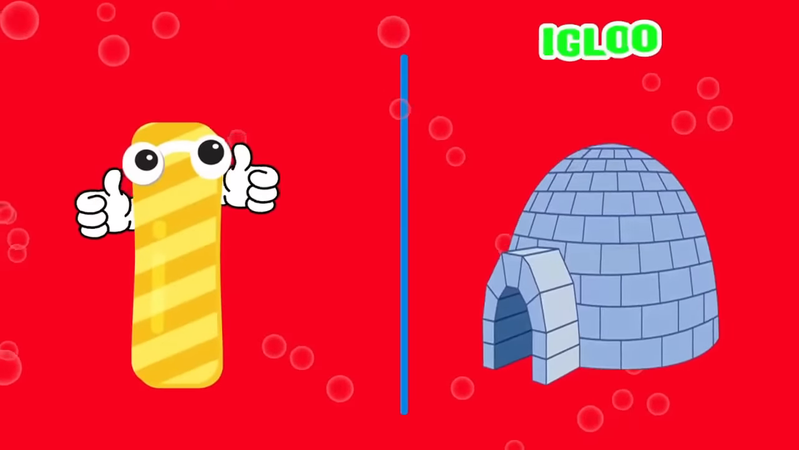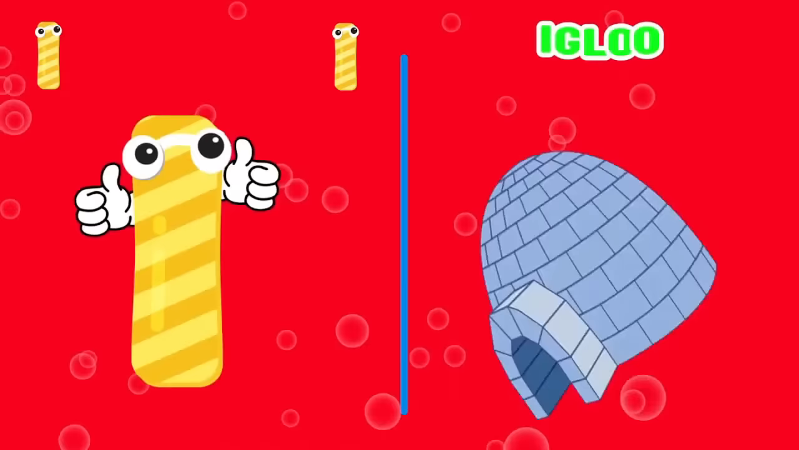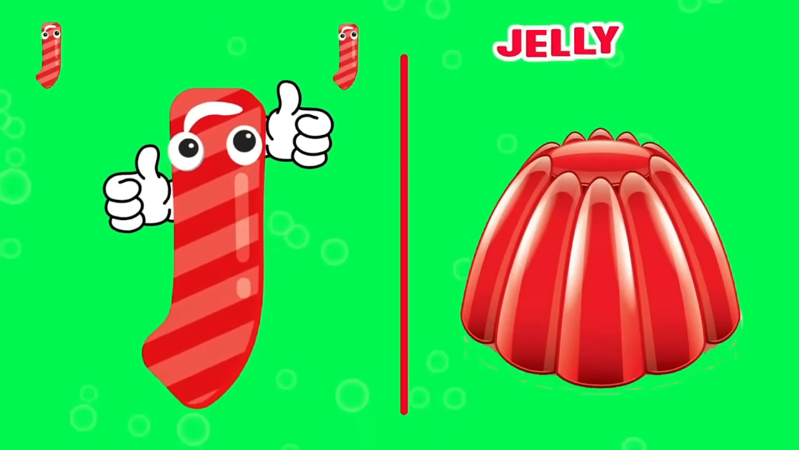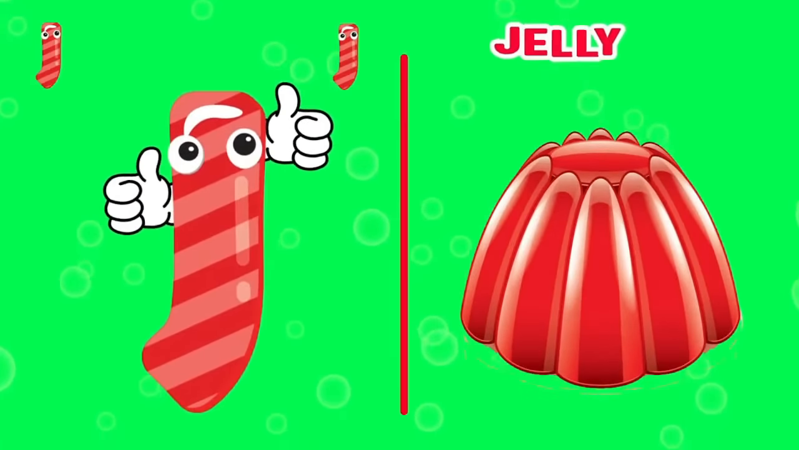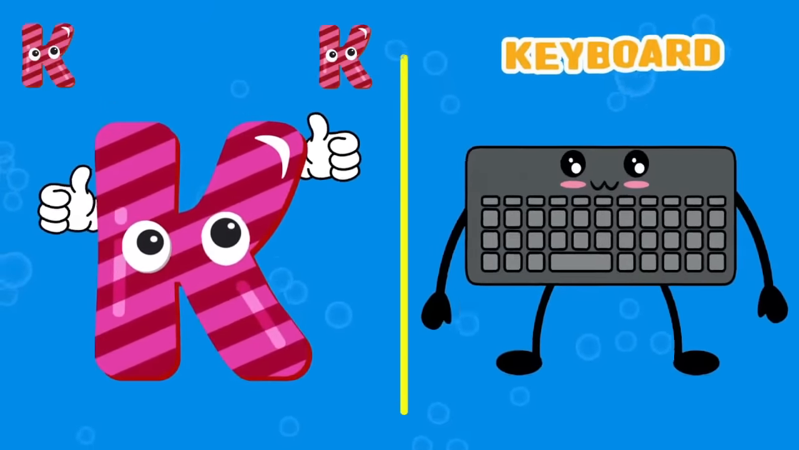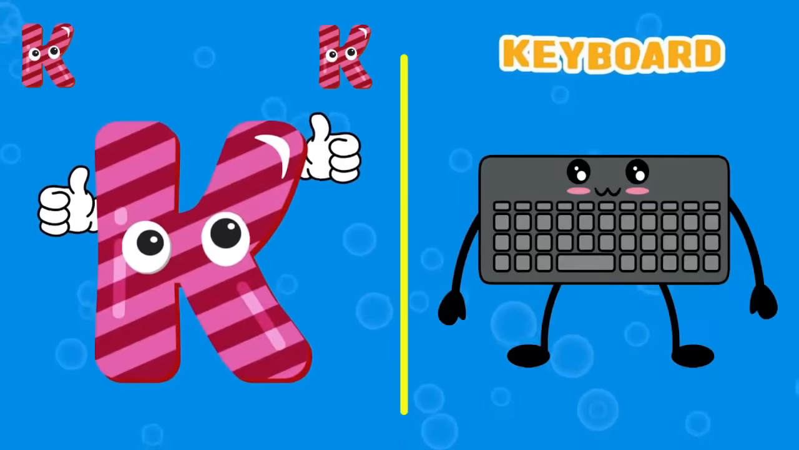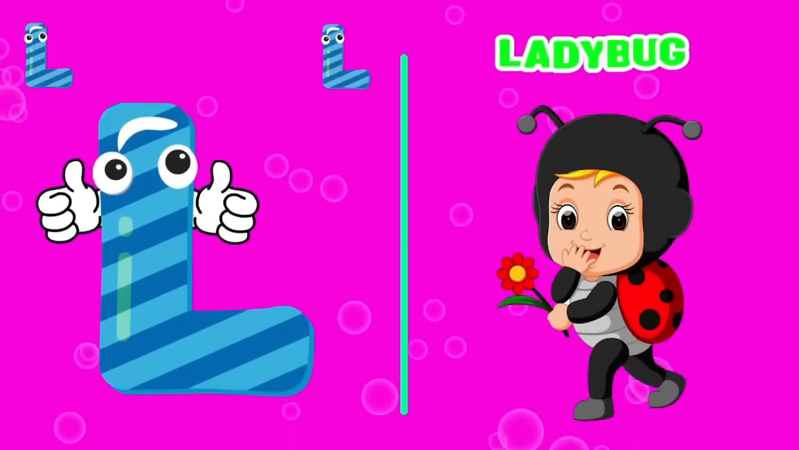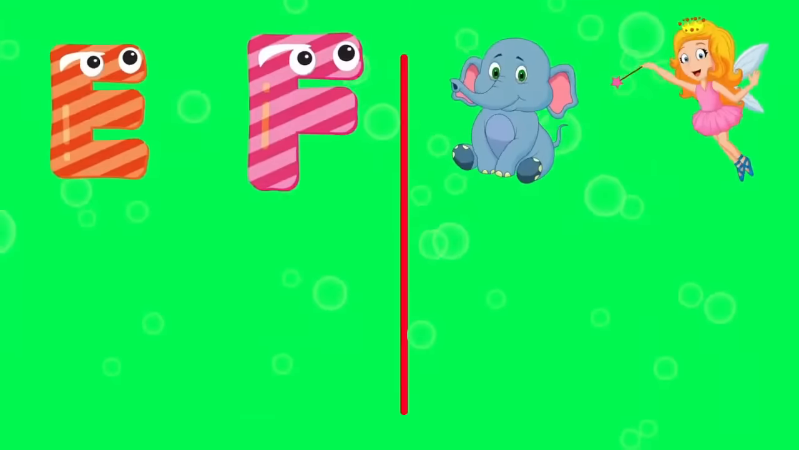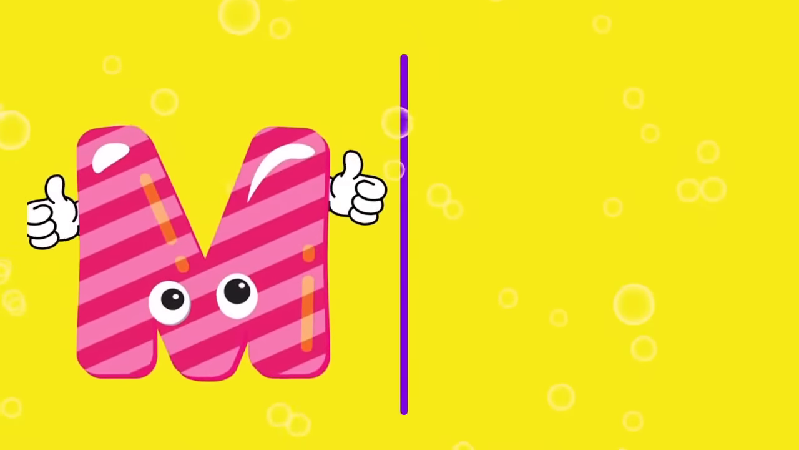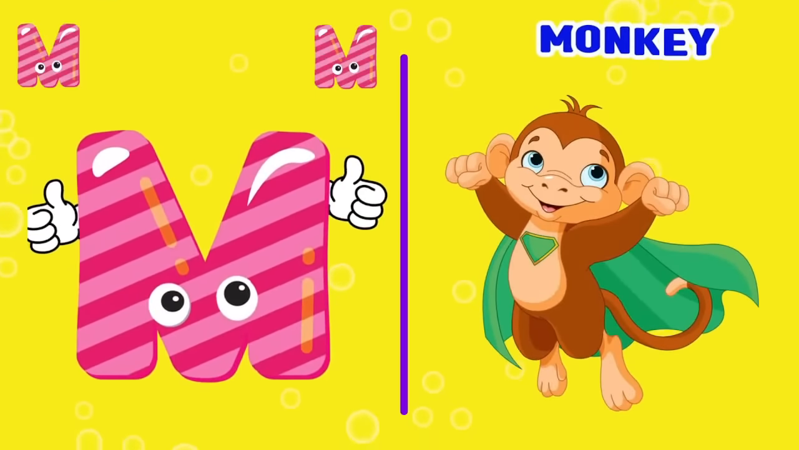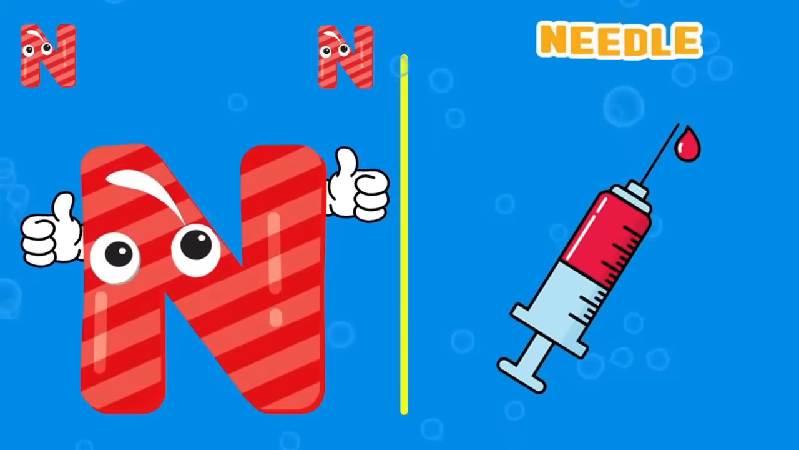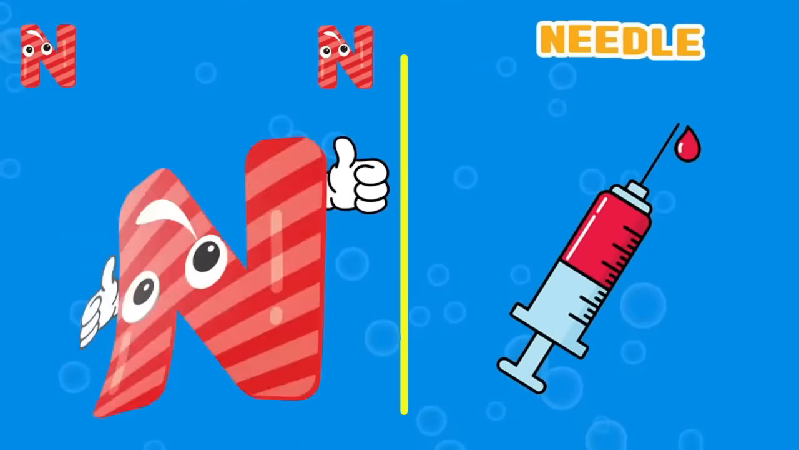I is for igloo, e, e, igloo, e, e, igloo, I, igloo. J is for jelly, j, j, jelly, j, j, jelly, J, jelly. K is for keyboard, k, k, keyboard, k, k, keyboard, K, keyboard. L is for ladybug, l, l, ladybug, l, l, ladybug, L, ladybug. M is for monkey, m, m, monkey, m, m, monkey, M, monkey. N is for needle, n, n, needle, n, n, needle, N, needle.